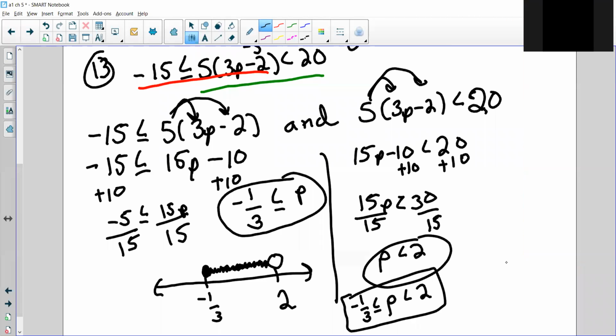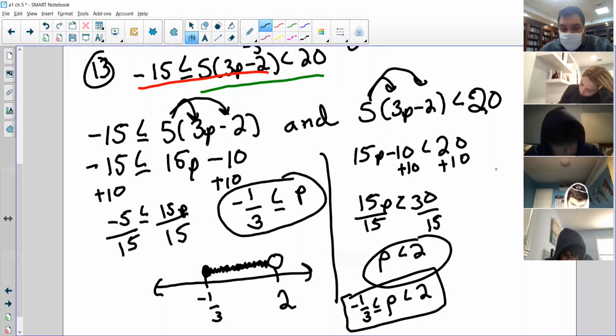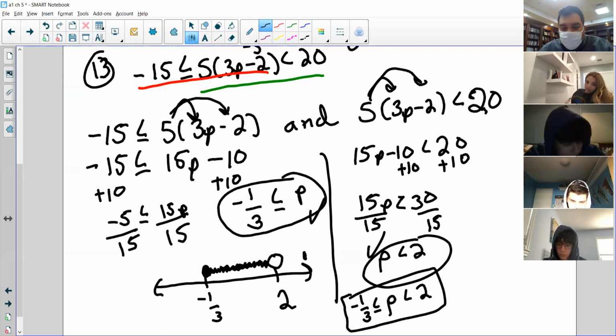Hello? Mr. Tobo, yes, go ahead. Do you have to put the full problem? I answered the question and did the graphing part, but I didn't put -1/3 is greater than or equal to p, which is less than 2. I didn't do that part. No, you're good enough with this and the graph. You don't need that part, but somebody mentioned it, so I just rewrote it like that. Some people find this easier to graph because it's obvious: P is in between -1/3 and 2.